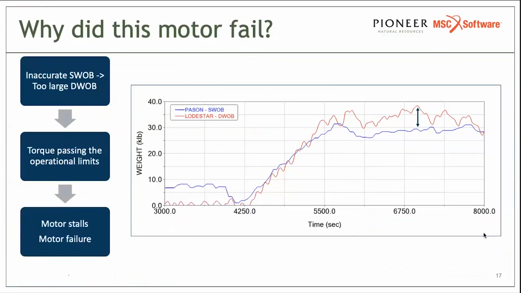The question is, why did we give too much weight on the motor? When I investigated the data further, I noticed that we had lower surface weight measurements than the downhole weights, which is actually physically impossible. Which means that there was an inaccuracy in the surface weight measurements, resulting in too much downhole weight in the end. Therefore, we passed the operational limits of the motor, resulting in motor stalls, which in turn resulted in a failure.